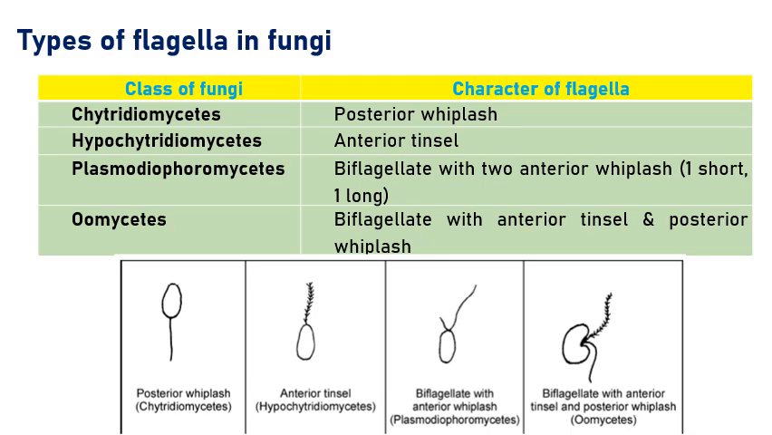So we can see the first picture, right? As I told you, if the flagella is upside, it is called anterior. If the flagella is downside, it is called posterior. If the flagellum has hair, it is called tinsel type. If it is a flagellum having no hair, it is called whiplash type. So you just remember that.